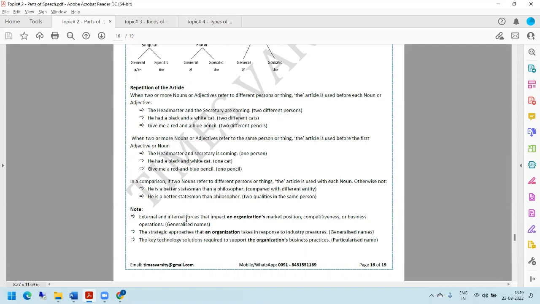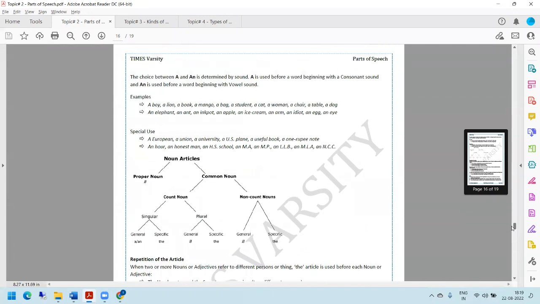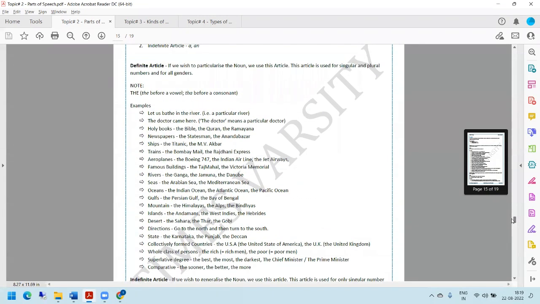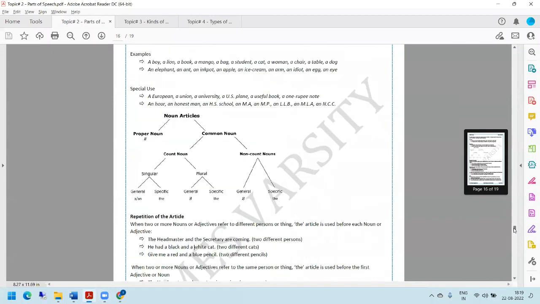Note, external and internal forces that impact on. Okay, so there are some sentences here. Now, that is all about articles. Any question related to articles? Okay, so let's move to the next.